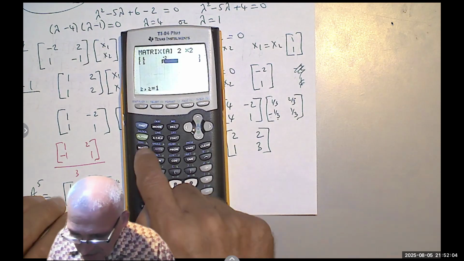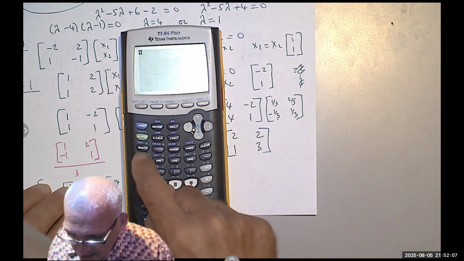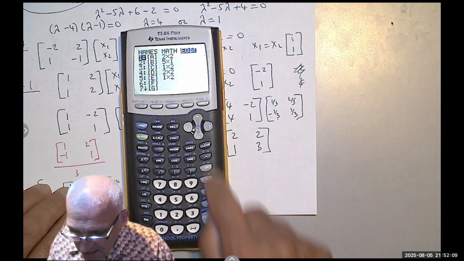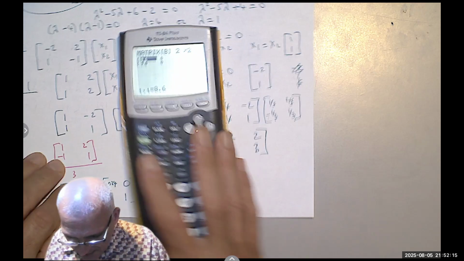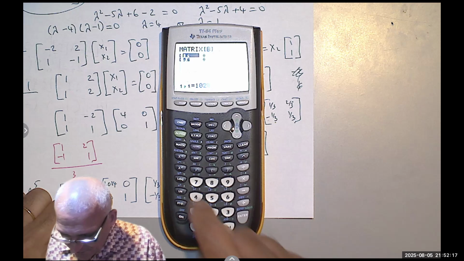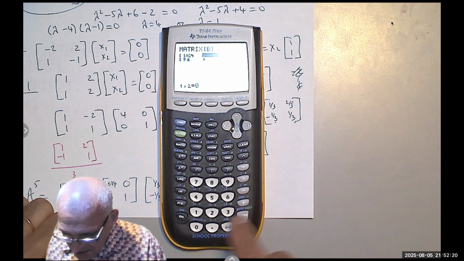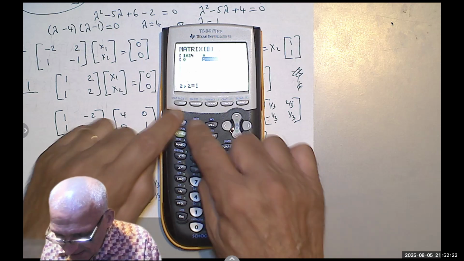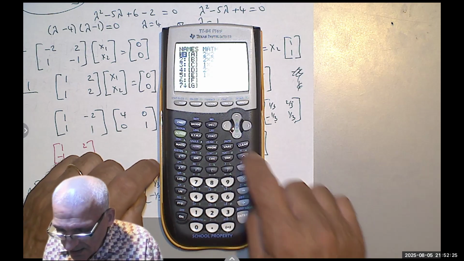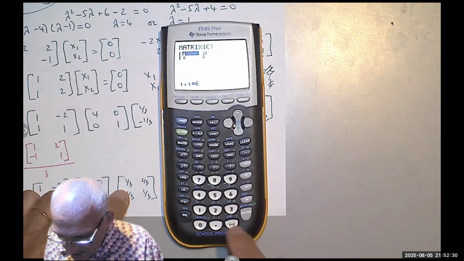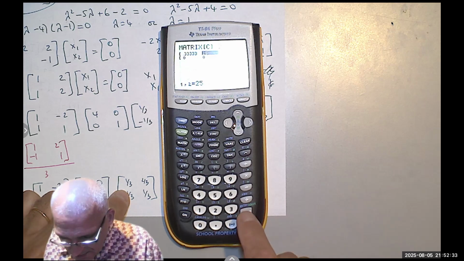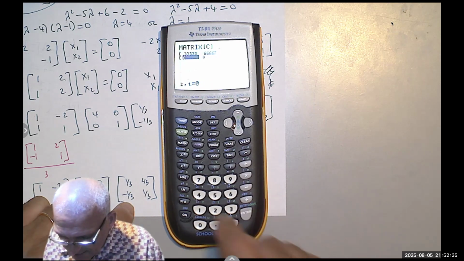The second one, so let's quit, go back, edit. The second one is a 2 by 2. It's 1024, 0, 0, 1. And then I'm going to go back, make that a 2 by 2, 1/3, 2/3, -1/3, 1/3.